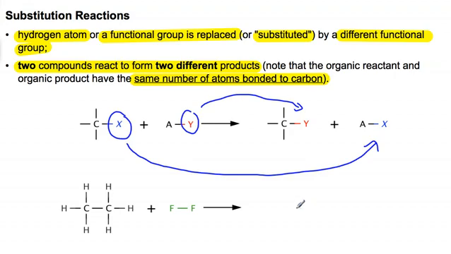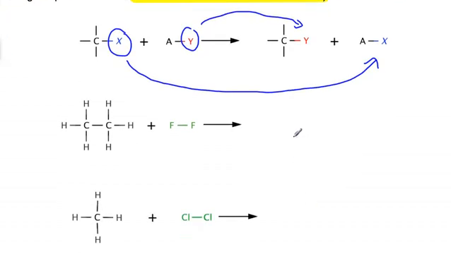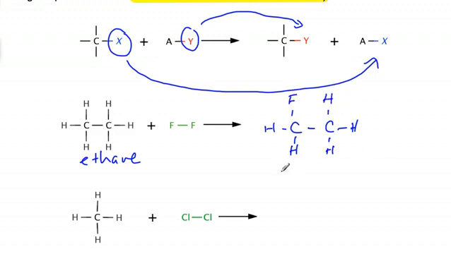So what's going to happen here if I have my ethane and fluorine? Well, everything's going to stay the same except I'm going to substitute a fluorine for a hydrogen. And so I get fluoroethane, and the inorganic product is hydrogen fluoride.